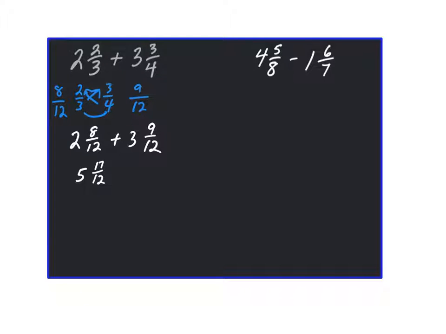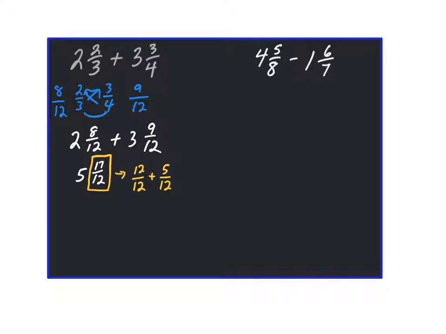Now, though it would be nice to stop there, we probably should simplify. So I'm going to pay some special attention to our 17/12. We need to split that up. All right, that's improper. So we are going to break that up into 17/12 equals 12/12 plus 5/12.